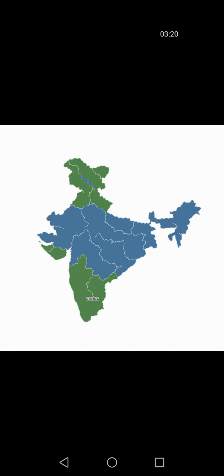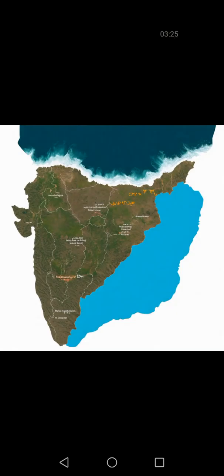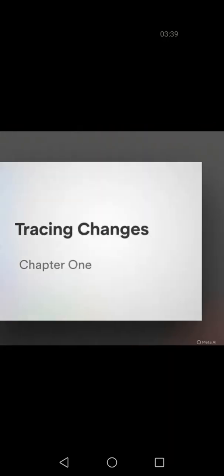Here is an example of Map 2, and here is an example of Map 3. Map 1 I can't show clearly, but it is similar to this. And new and old terminology. The context in which information is produced changes with time.